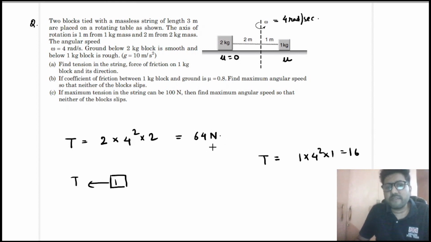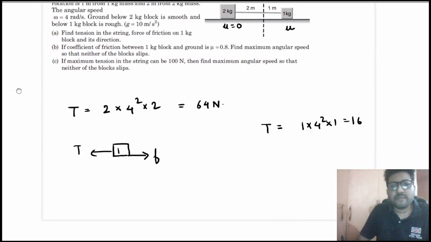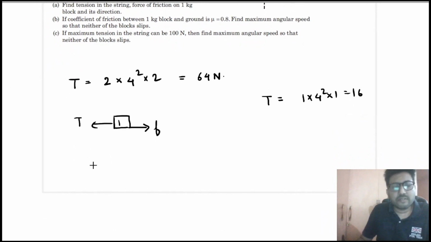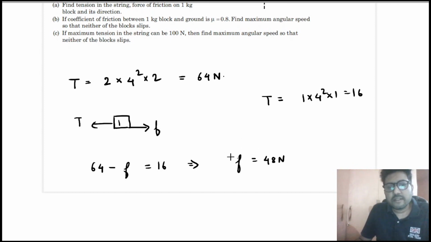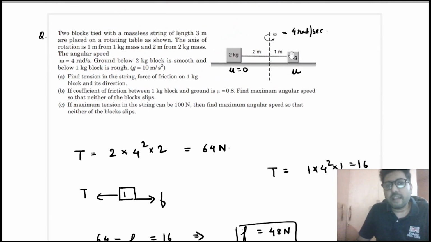That means there has to be friction force, right? So friction will act in this direction so as to decrease the net centripetal force, because the net centripetal force required for the 1 kg block is only 16 Newton. So you will write 64 minus F has to be equal to 16, and from that you will get F is equal to 48 Newton. So this is the friction required so that this 1 kg block can move along with the table with the same angular velocity. That is, there is no relative motion between the 1 kg block and the table.